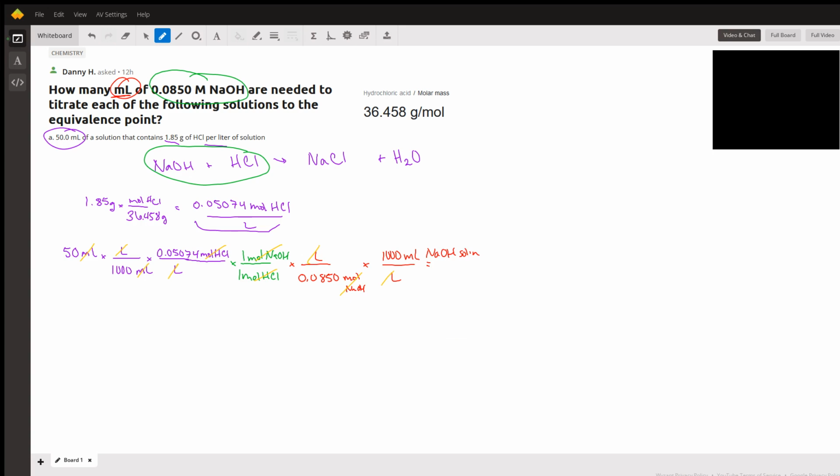Okay, so we'll do 50 divided by 1,000 times 0.05074 divided by 0.0850 and then times 1,000. So that should give us 29.847 milliliters. Now if we look at significant figures, we see that there are 3 here, 3 here, and 3 here. So we'll want to round this to 29.8 milliliters. And that should be our answer.